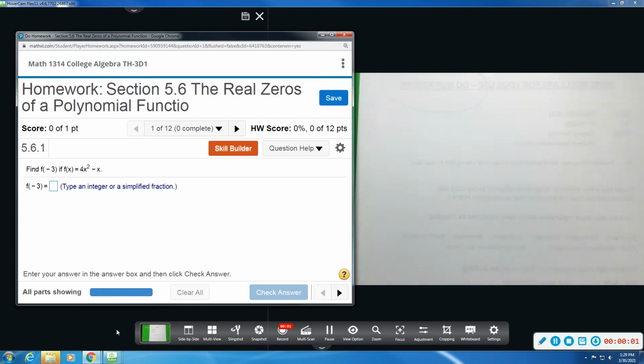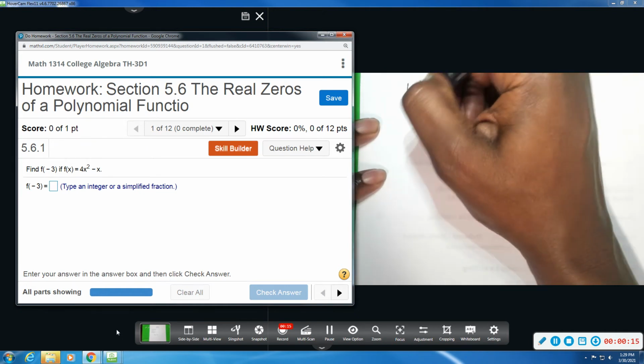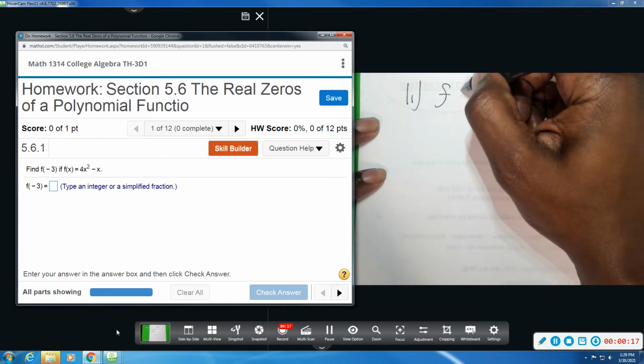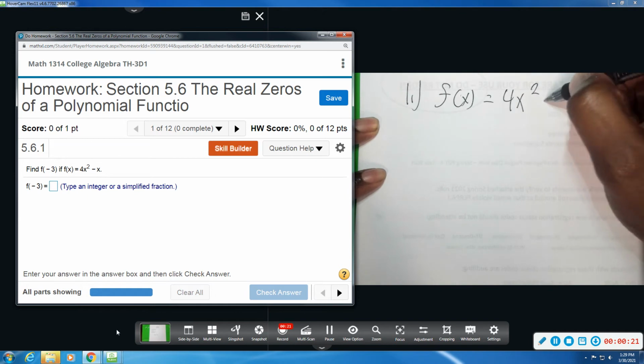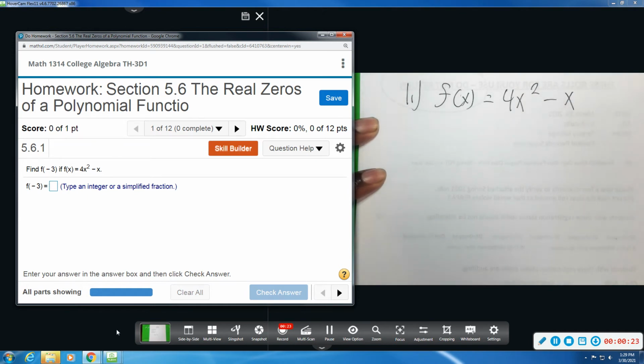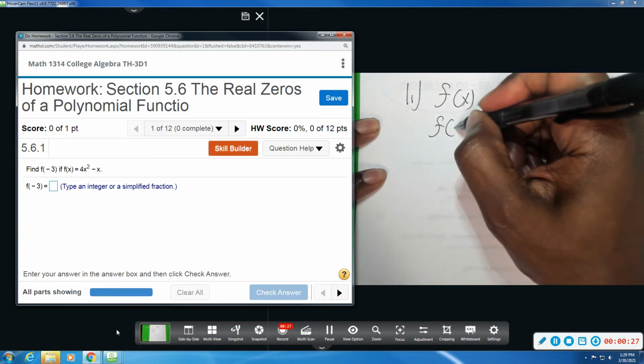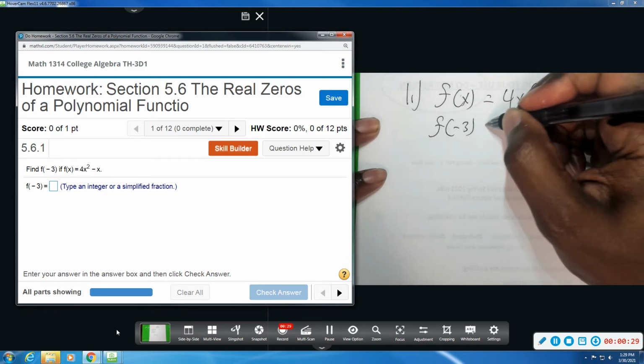All right, section 5.6 is the real zeros of a polynomial function. And the first problem, we're given f of x is 4x squared minus x, and we want to find f of negative 3. So we're going to be replacing x with a negative 3.